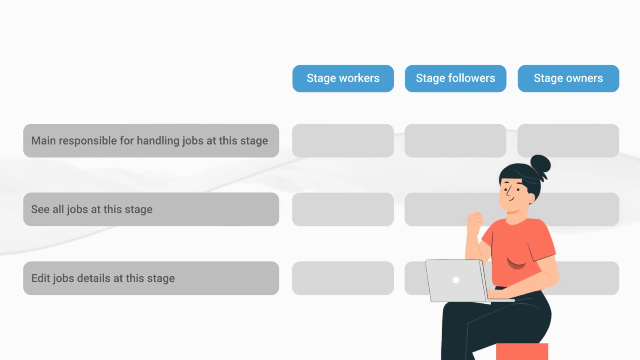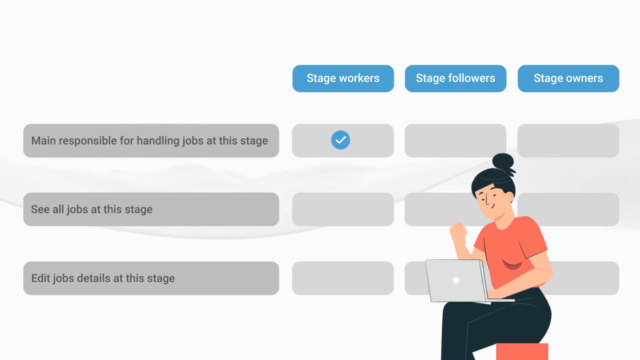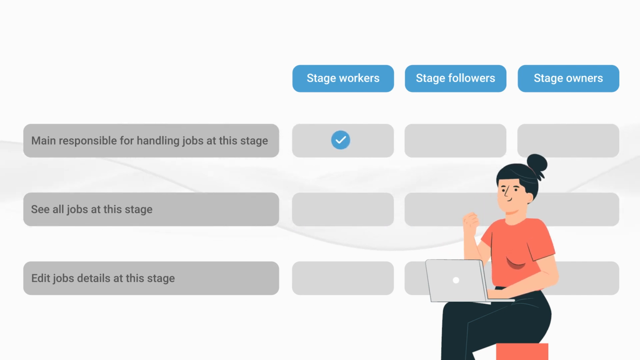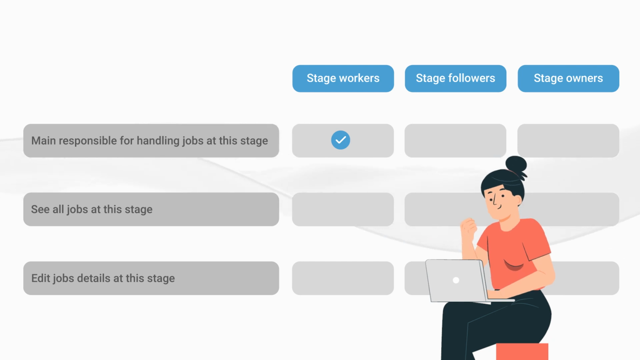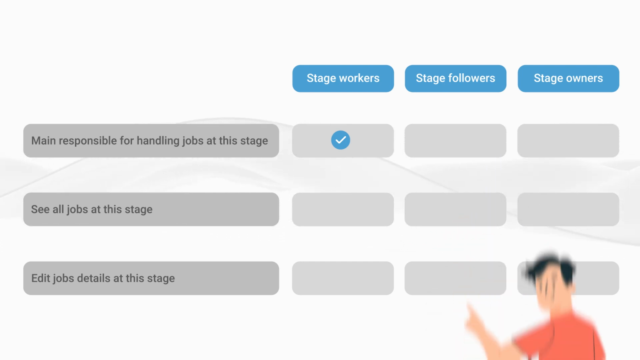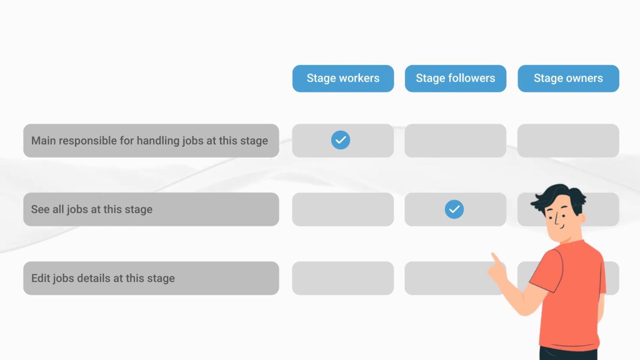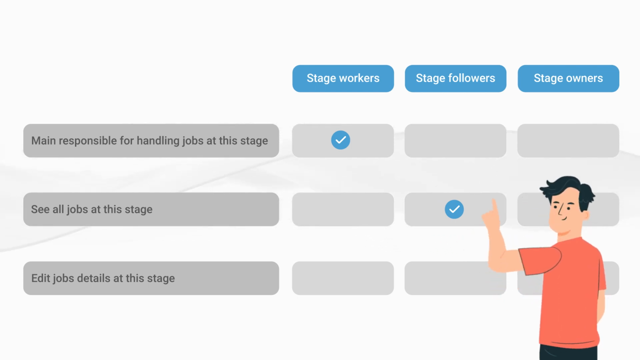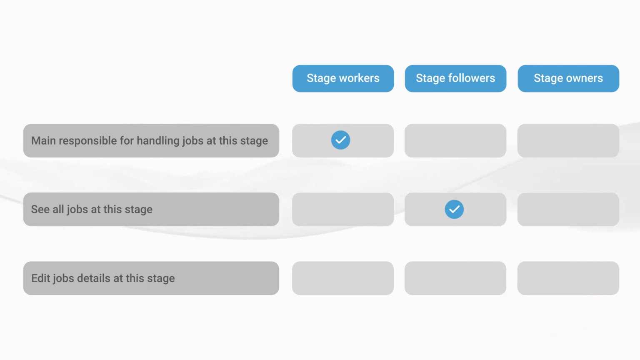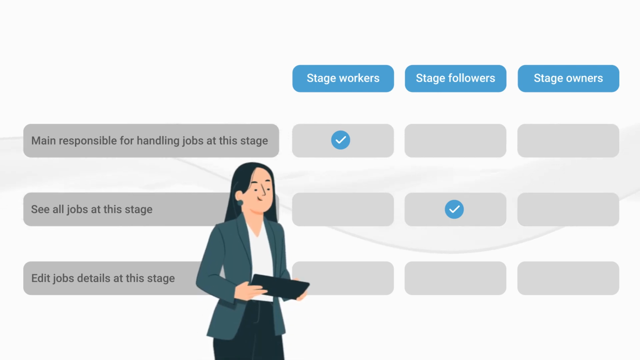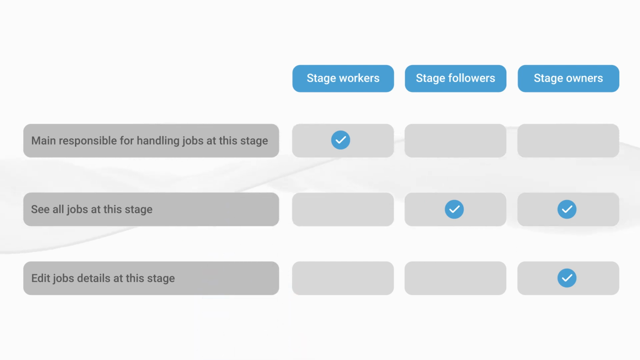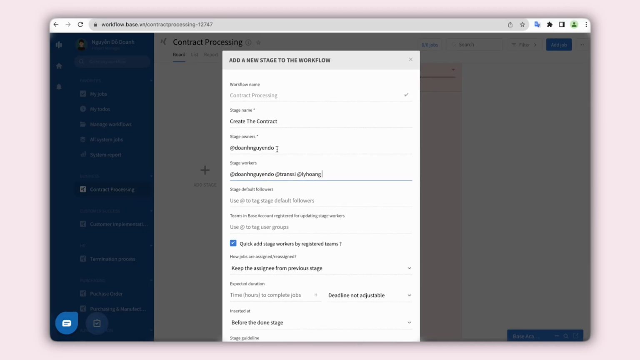The stage workers are the most important because these are the individuals who will be directly assigned and handle tasks in this stage. The next is the stage default followers. They will be viewing and monitoring the job, but only within one stage. And finally, stage owners will have full authority over the job in their stage, including viewing and editing the information of the job or coordinating the task when necessary. Note that an account can participate in many roles in the stage.